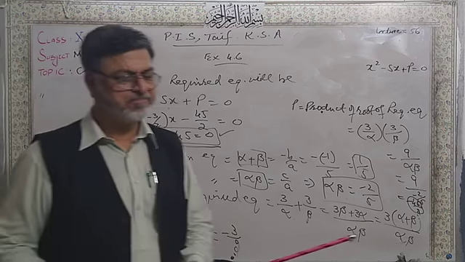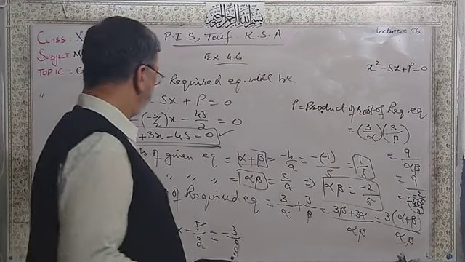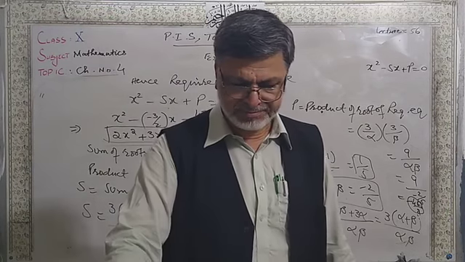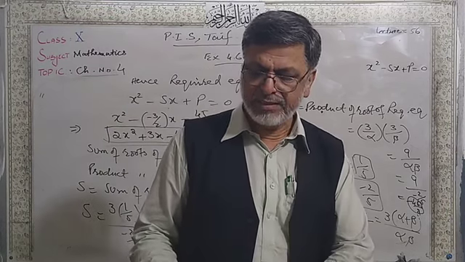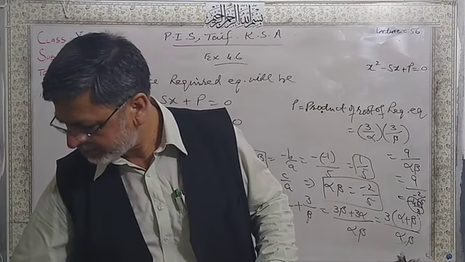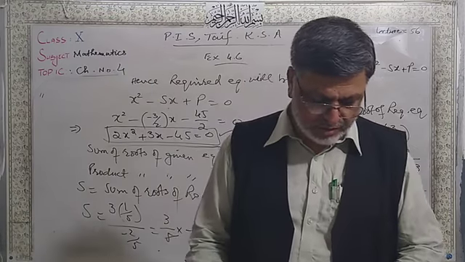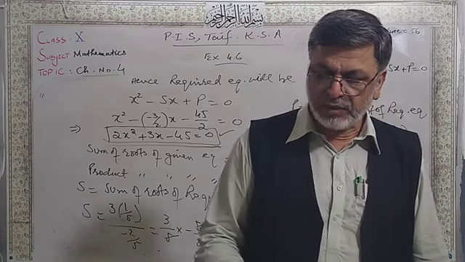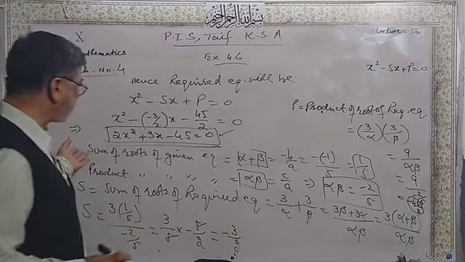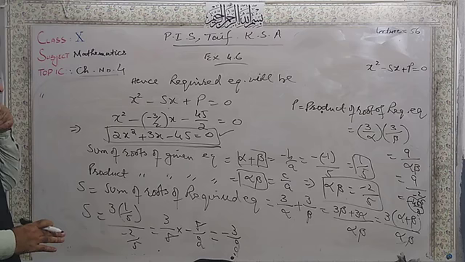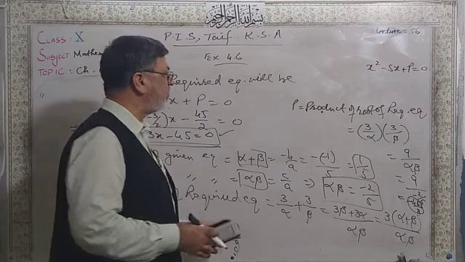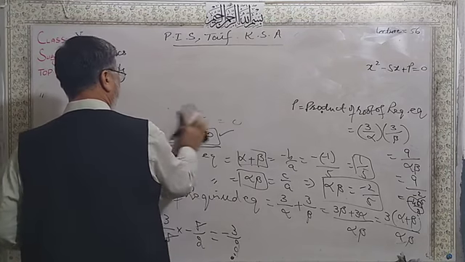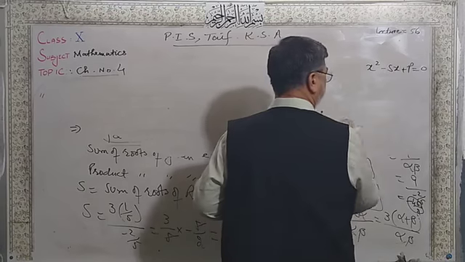2x square plus 3x minus 45 is equal to 0. Dear students, here we can also have question number 9 of the same exercise. You will find the sum of roots and product of roots and then find your answer exactly in the same way. I hope that you can do it by yourself, exactly in the same way that we have done.